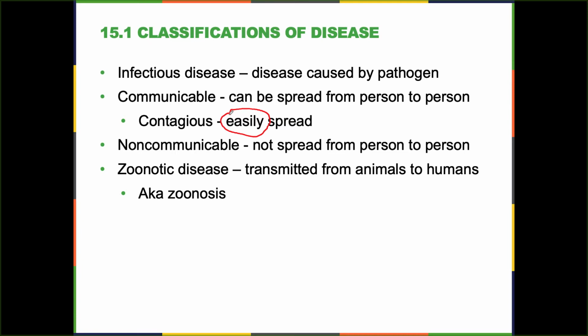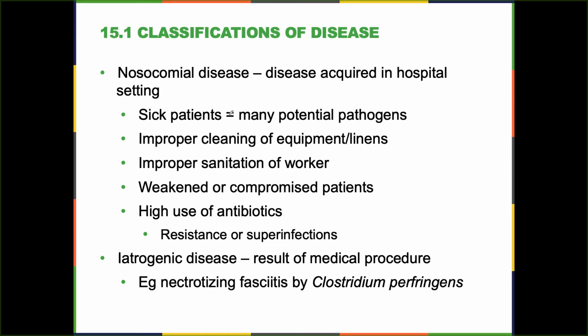So when we classify diseases, of course, we talk about how they can be transmitted, but we can also talk about where we get them from. And it seems somewhat counterintuitive, but most of the time we get diseases out in the community. We call these community-acquired diseases. But sometimes we get them from our hospital settings. And the hospital setting is, if you think about it, this perfect storm for getting sick. A lot of sick patients are there, therefore many potential pathogens.